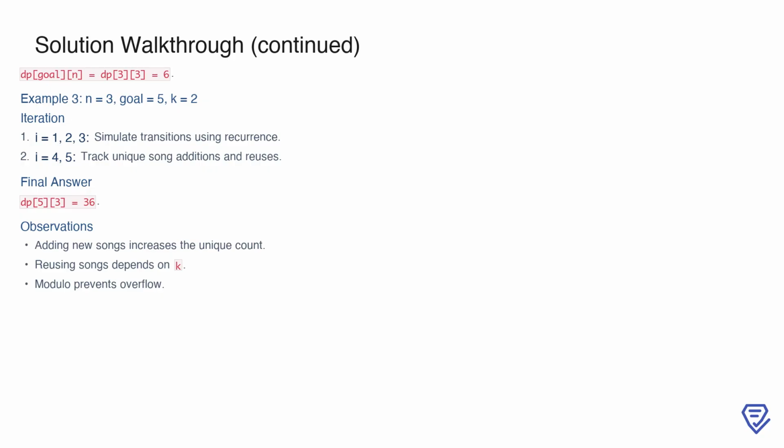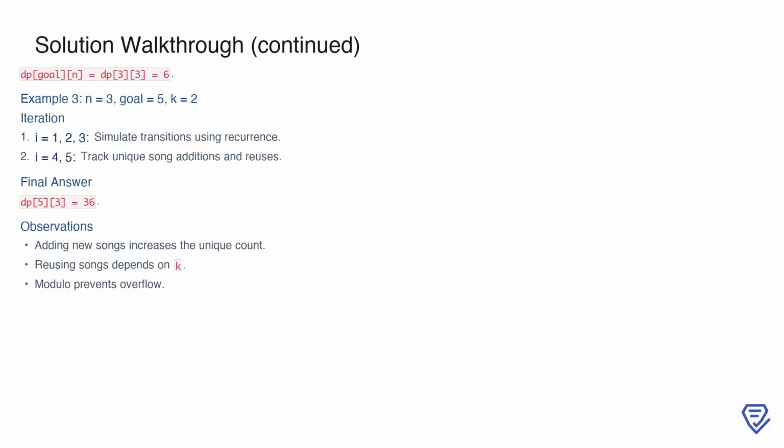Through these examples, we observe that adding new songs increases the count of unique songs, while reusing songs is limited by the value of k. To manage large results, we use modulo operations to prevent overflow. By leveraging the recurrence relation and carefully handling transitions, we can efficiently compute the number of valid playlists for any given input.